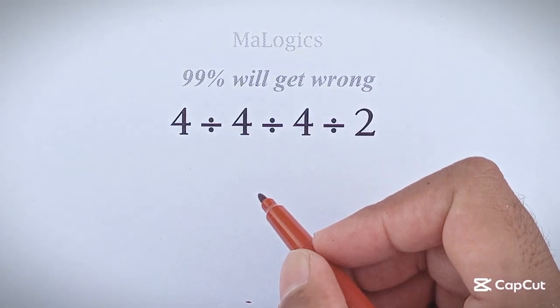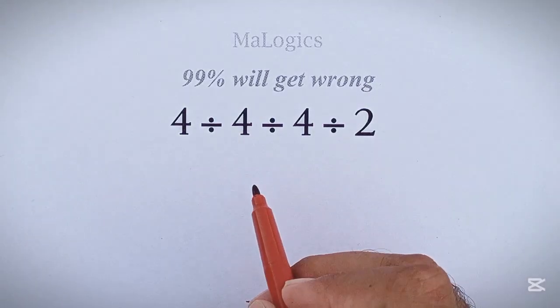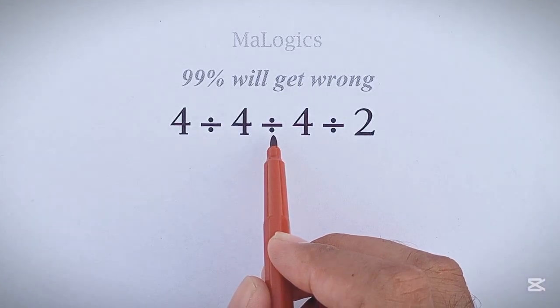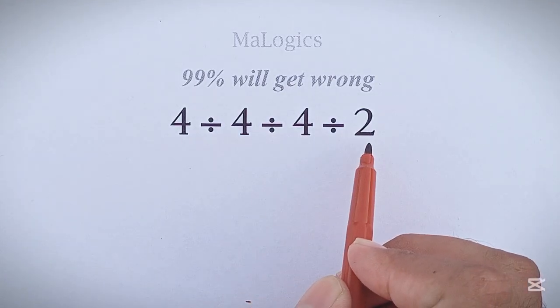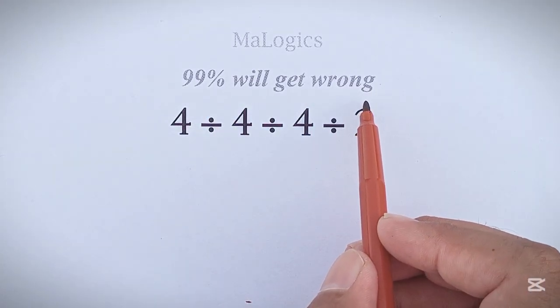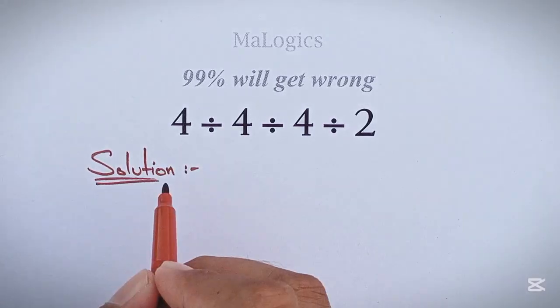Friends, and welcome again. Today we are going to solve this math operation in which we have 4 divided by 4 divided by 4 divided by 2. Friends, 99% of you will get it wrong. Okay, now let's start with the solution.